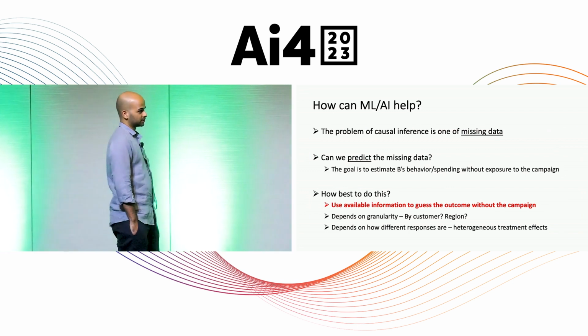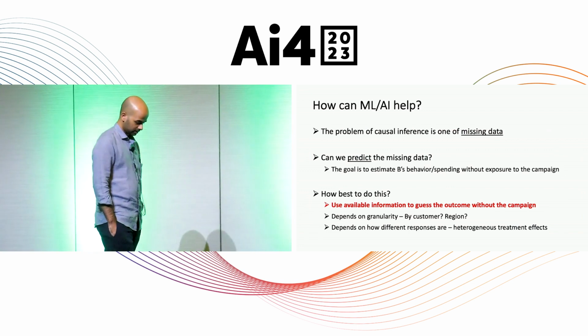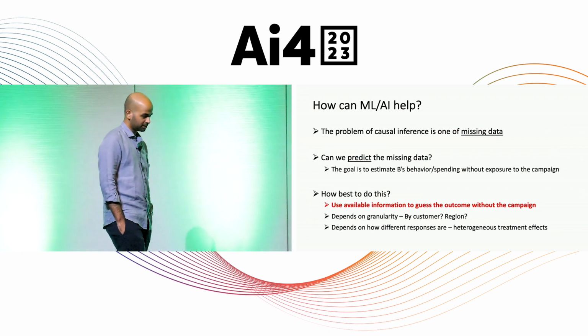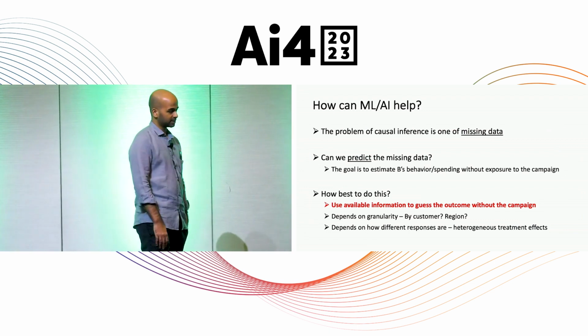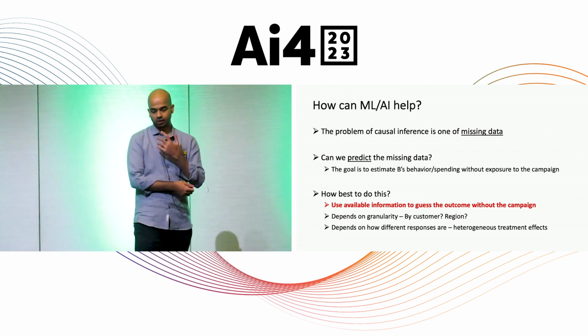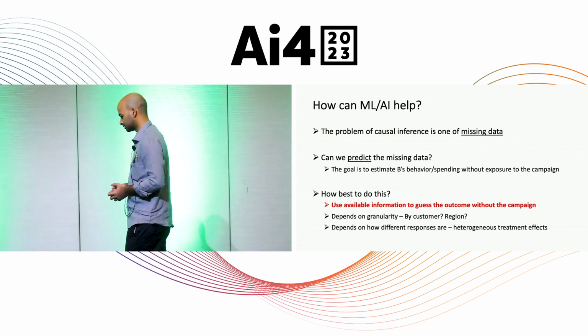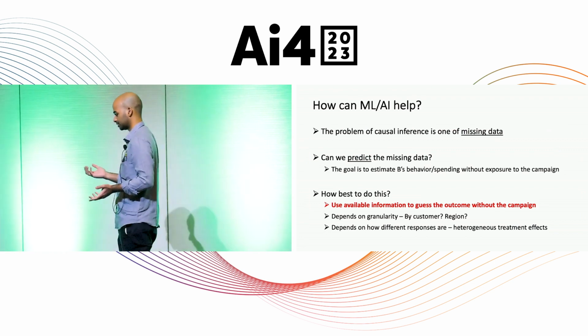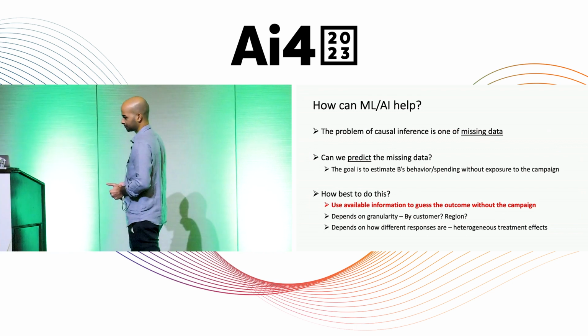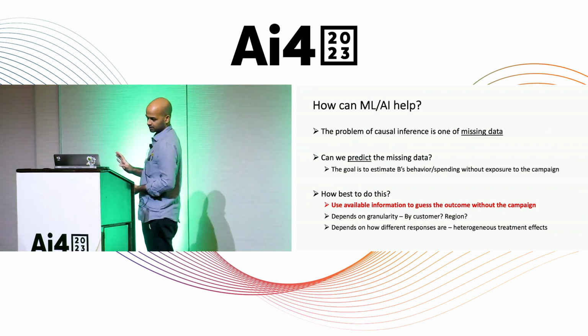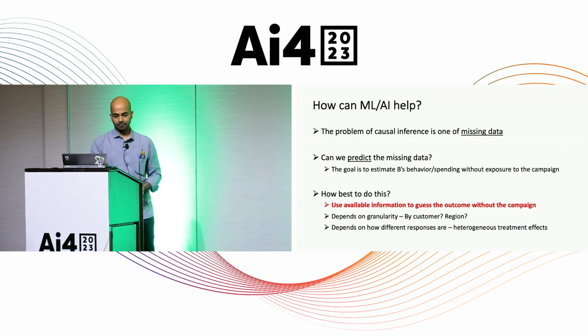There's many ways to do this. The essence of it is always constrained by two things: how much information you have available, how much information you are allowed to use. In some cases, with very precise targeting, you may not be able to, for legal reasons, use things like a customer's location. And those kinds of features can be very powerful in predicting what a customer might do. So you want to use all available information you have to guess the outcome without the campaign.